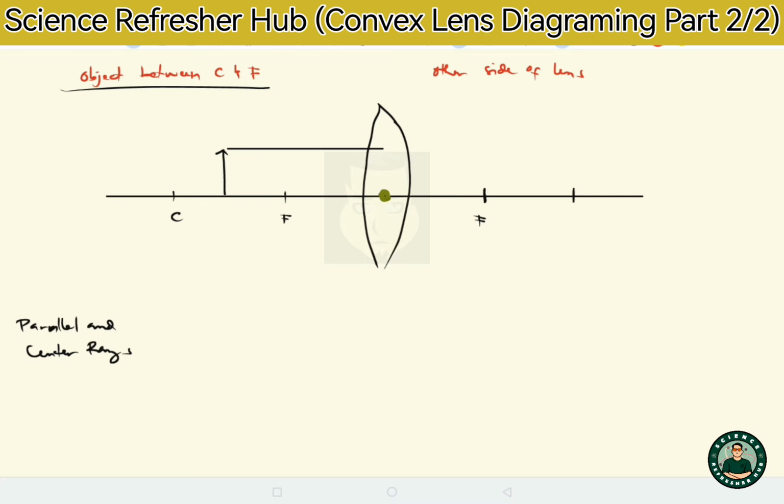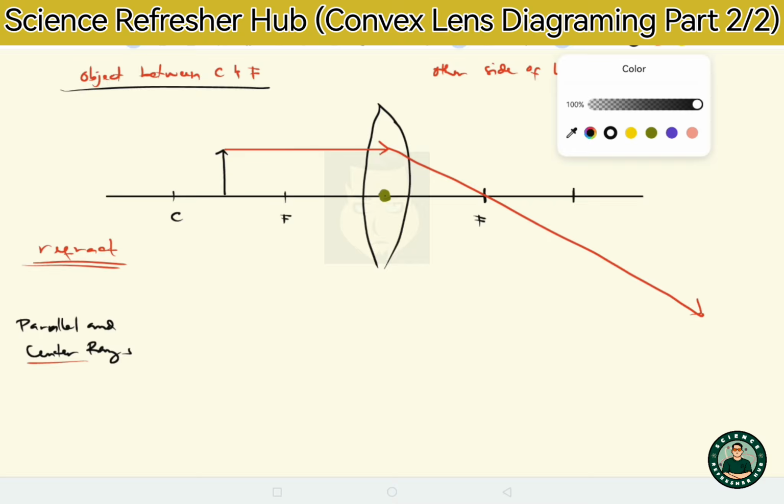Okay, let's use another color. And what's next? It will refract, or there will be bending of the light ray. So it will go directly through the focus. And then the next is the center ray rule, no refraction, no bending of light. The light ray will just pass through straight.